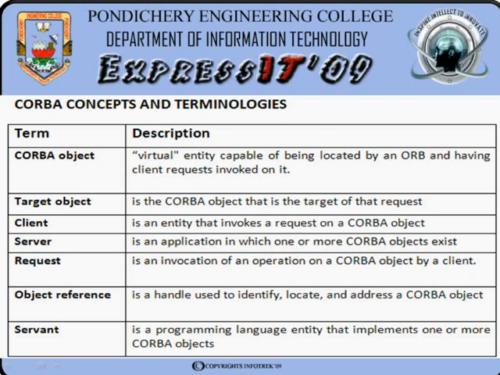Now here come the terminologies in CORBA. A CORBA object is a virtual entity capable of being located by an ORB and having client requests invoked on it. Target object is the CORBA object that is the target of that request. Client is an entity that invokes a request on a CORBA object. Server is an application in which one or more CORBA objects exist. Request is an invocation of an operation on a CORBA object by a client. Object reference is a handle used to identify, locate, and address a CORBA object. Servant is a programming language entity that implements one or more CORBA objects.